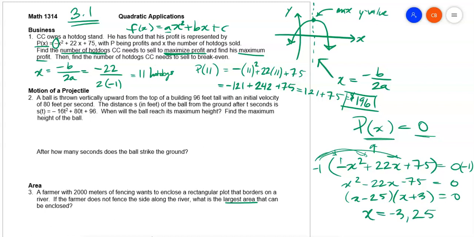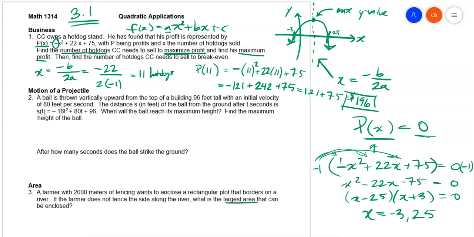So if we think about this graph, which is actually what I drew up here at the beginning, it's not drawn to scale, but we can imagine that this is actually the appropriate graph, where this one here is the value -3, and then this other x-intercept over here is the value of 25.